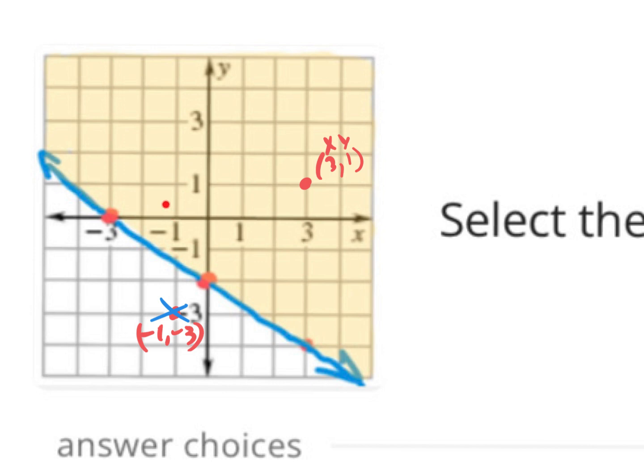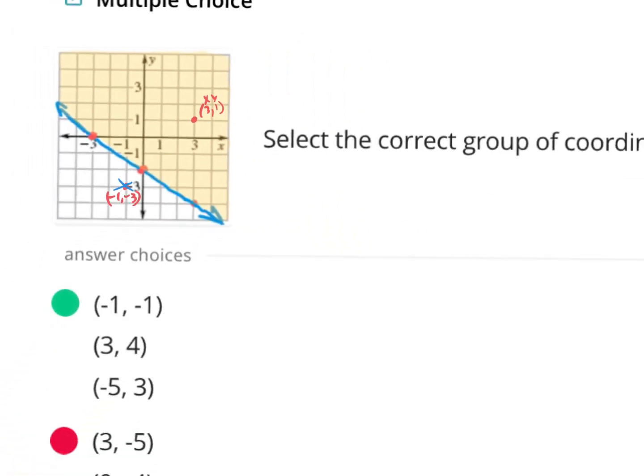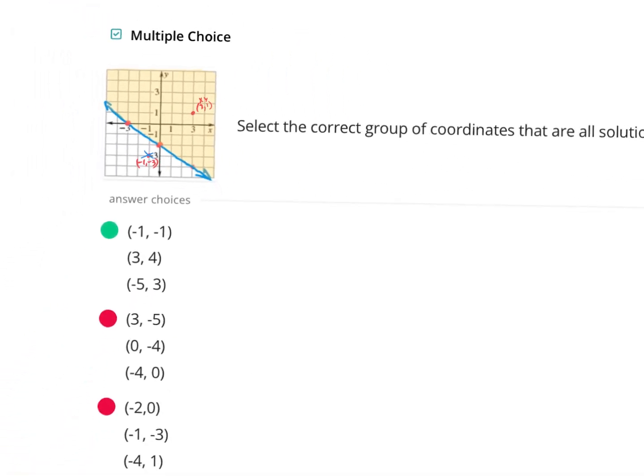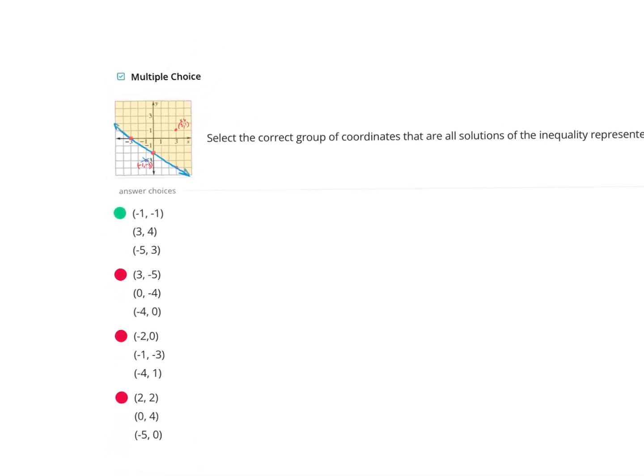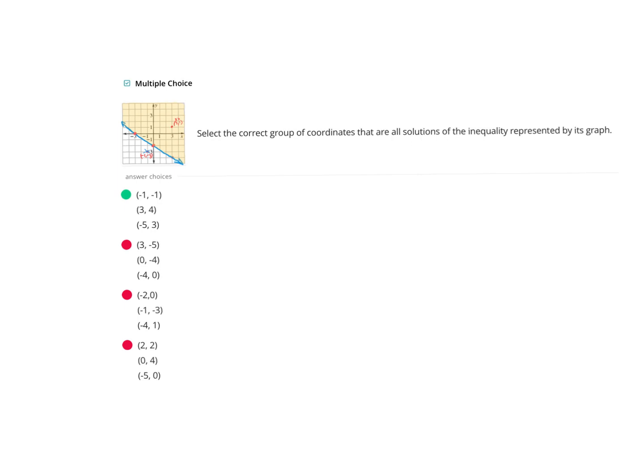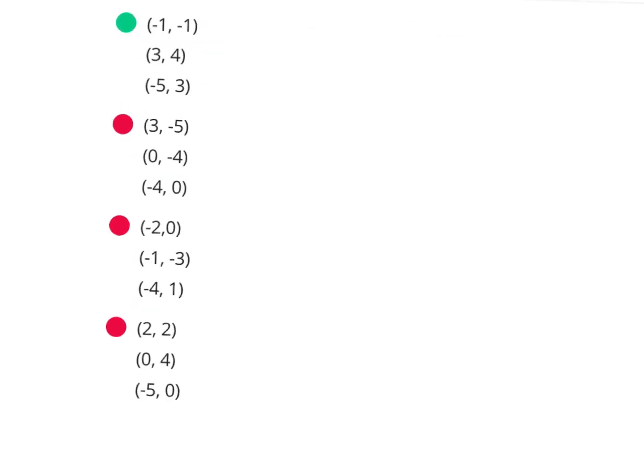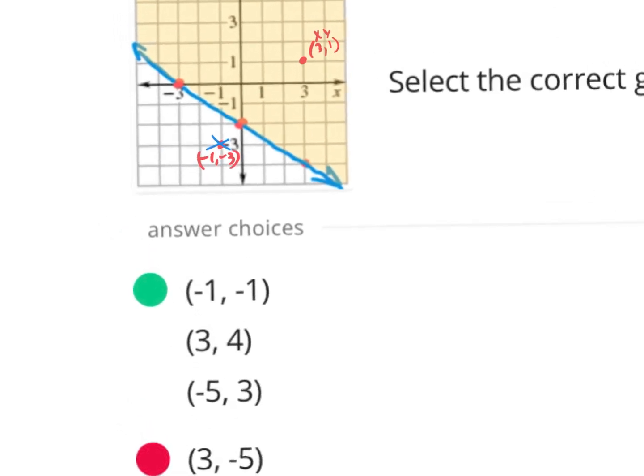Okay, so if you understand that, let's read the question here. It says, select the correct group of coordinates that are all solutions of the inequality represented by its graph. So I give you guys a group of coordinates. So if we look at this group, the coordinate negative 1 is right here, and it's on the highlighted area. The coordinate 3, 4, 1, 2, 3, 1, 2, 3, 4, it's definitely in the highlighted area. The coordinate negative 5, 3, negative 1, 2, 3, 4, 5, it looks like it's off, but when you go up 3, 1, 2, 3, you're going to be in the highlighted area. So this is the only one that has all 3 coordinates on the highlighted area.